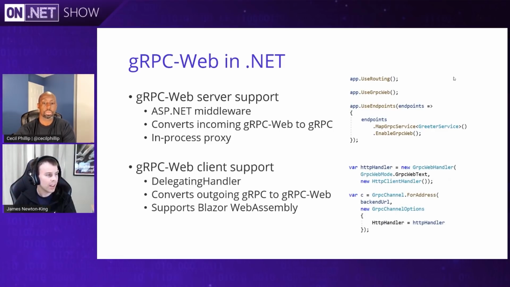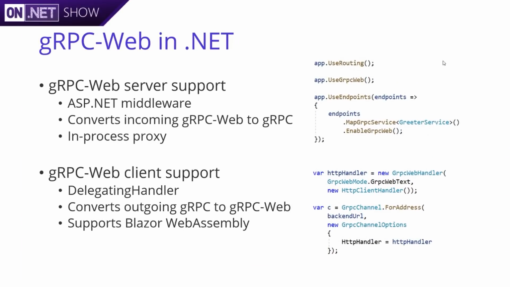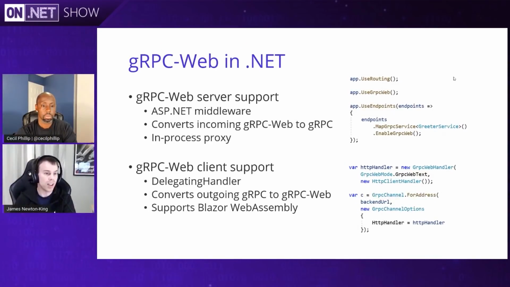And then in our client, we also support making gRPC-Web calls from the .NET client. So this is done using a class called GrpcWebHandler. This is a delegating handler. Think of this like outgoing middleware for the client. And it converts outgoing gRPC calls to gRPC-Web. And the reason why this is useful for .NET developers is it works and supports Blazor WebAssembly. So you can take your Blazor WebAssembly app, you can have a gRPC client, and you can just easily call a gRPC server without needing to worry about the JavaScript client at all.